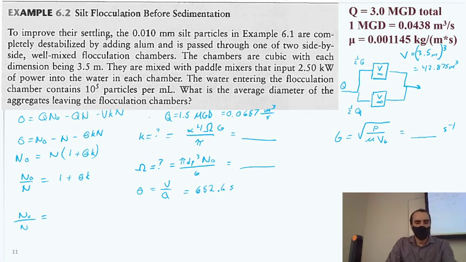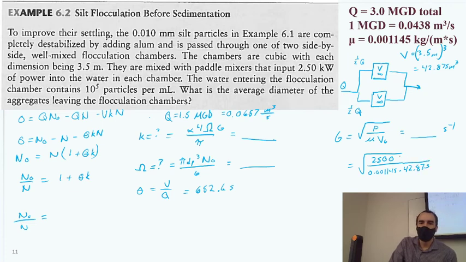Okay, so in terms of G, if we solve that, the square root of P divided by mu times the volume of the basin, what we have is the power is 2.5 kilowatts. We need it in watts, so that's 2,500 watts. So that'll be the square root of 2,500 divided by the viscosity, 0.001145, times the volume of the basin, which is 42.875.